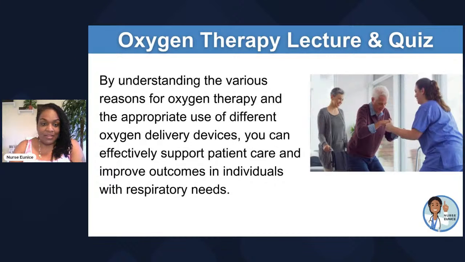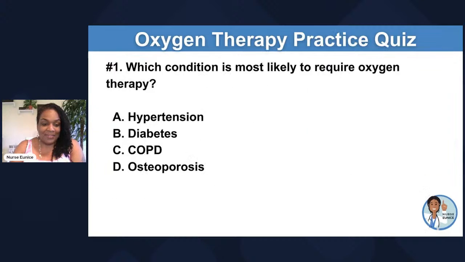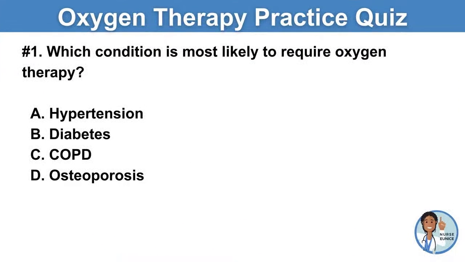All right, so now I'm in the chats. Let's see what you all have. All right, so question number 1, team. Which condition is most likely to require oxygen therapy? Is it hypertension, diabetes, COPD, or osteoporosis?